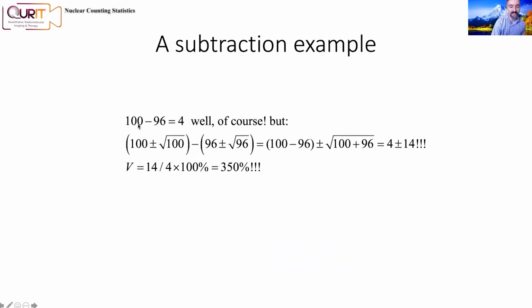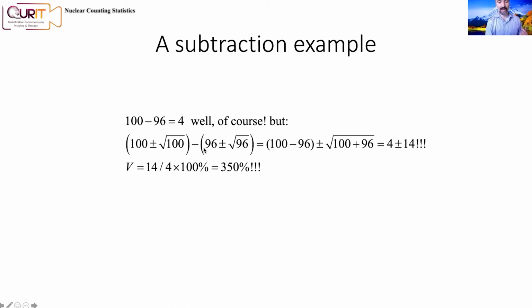So for example, what's 100 minus 96? Of course, we're not testing anybody on this, but what is 100 minus 96 in terms of noise propagation? You've got 100 plus or minus square root of 100. If you measure 100 counts in one study, and I measure 96 counts in another study, and somebody asks what is the difference between these two? Well, obviously it's 4, but 4 plus or minus what? It's 100 plus or minus square root of 100, minus 96 plus or minus square root of 96. And these, as we said before, add in quadrature. So you square this plus the square of that, you take the square root, you get 14.